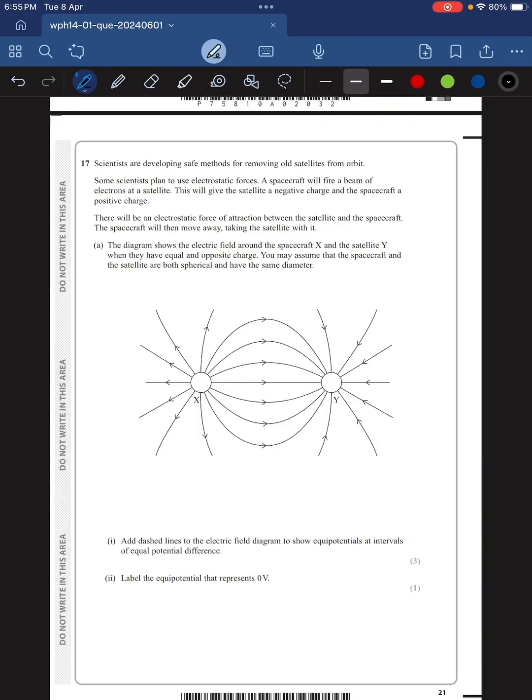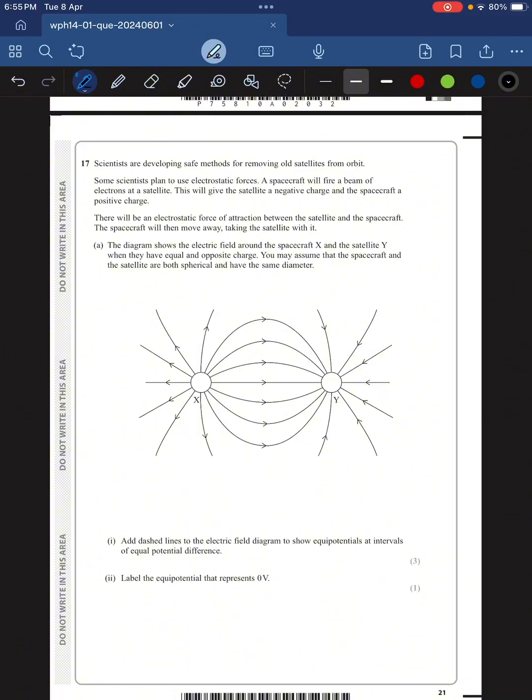Question 17. Scientists are developing safe methods for removing old satellites from orbit. Some scientists plan to use electrostatic forces. A spacecraft will fire a beam of electrons at the satellite. This will give the satellite a negative charge and the spacecraft a positive charge. There will be an electrostatic force of attraction between the satellite and the spacecraft. The spacecraft will then move away, taking the satellite with it.